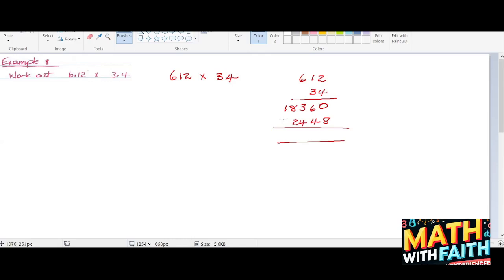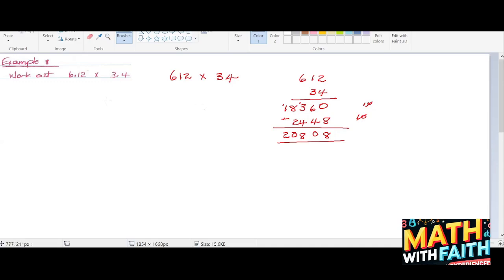And now I add them together. 0 plus 8, that gives me 8. 6 and 4, that gives me 10. So I put the 0 and add 1 to the next column. So 3 plus 1 is 4, plus 4 is 8. 8 plus 2, that's another 10. So I take the 0 and I add the 1 to the next column. 1 plus 1 is 2. So I get 20,808. That's without any points.